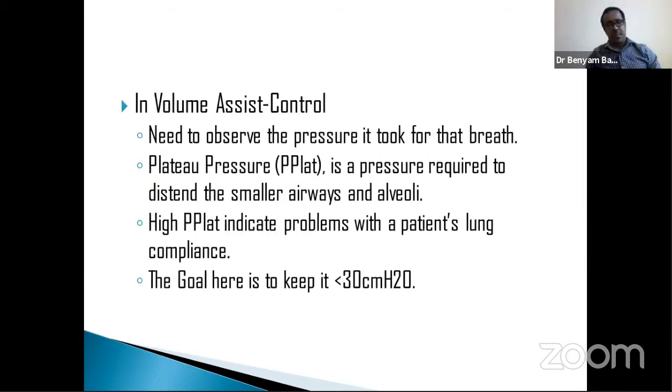So in volume breaths, be it assisted or controlled, we need to observe the pressure that it took to deliver the breath. A good way of checking it would be to assess the plateau pressure. The definition of plateau pressure is the pressure required to distend the smaller airways, the distal airways, as well as the alveoli. So high plateau pressure indicates a problem with the patient's lung compliance. If it takes a lot of pressure to deliver a certain volume, it's obvious that the lung might be stiffened, or other causes could make the lung stiffen. So the goal here is to keep the plateau pressure under 30 centimeters of water whenever we ventilate patients. But there is a catch to that.